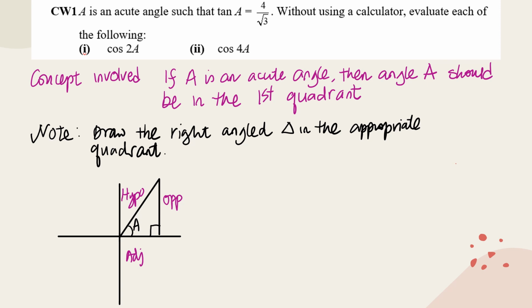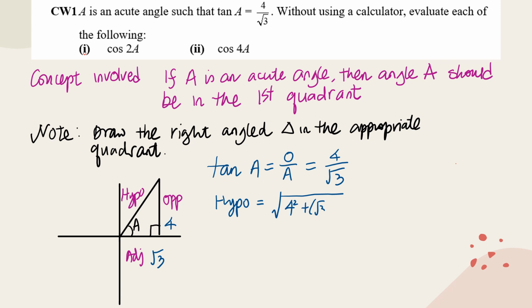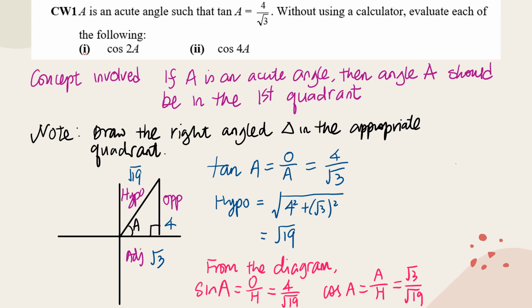For tangent A, the ratio is the opposite side over the adjacent side, which is 4 and then square root 3. Then as usual, use Pythagoras' theorem to find the hypotenuse, which turned out to be square root 19. And then you can just label it. Right. Okay, part 1. All right. So from the diagram, you will be able to find the sine ratio and also the cosine ratio. Right. So you need these 2 ratios to solve part 1.